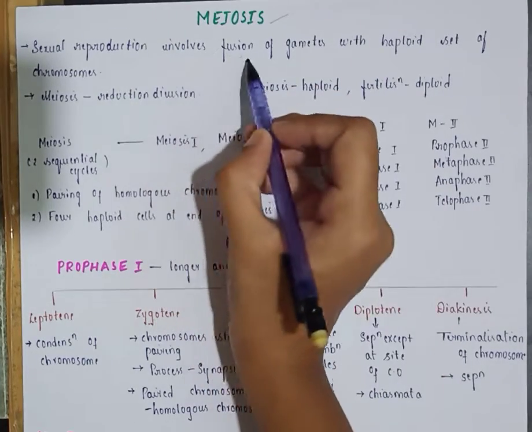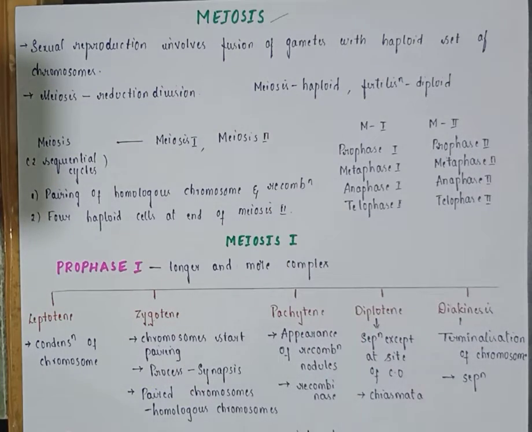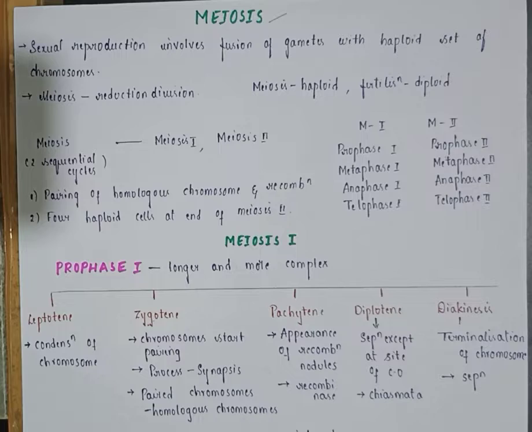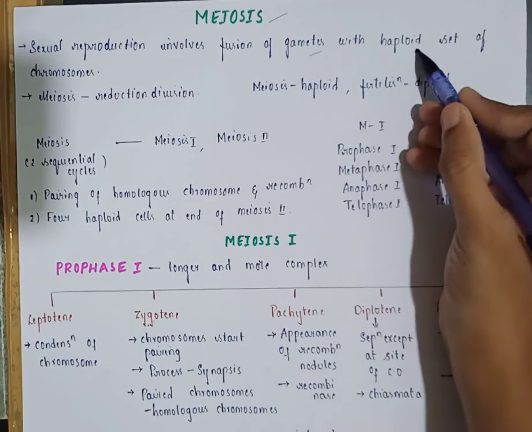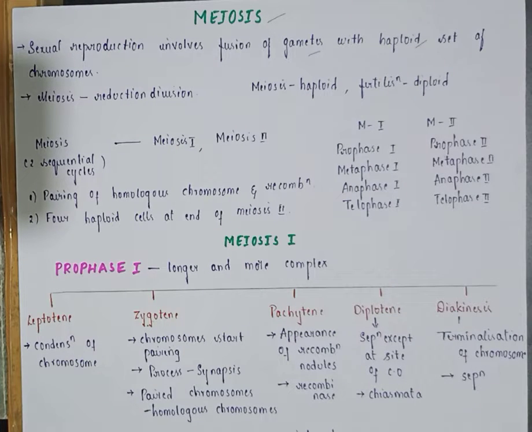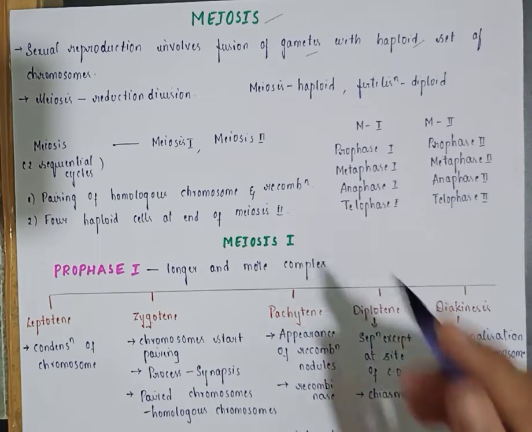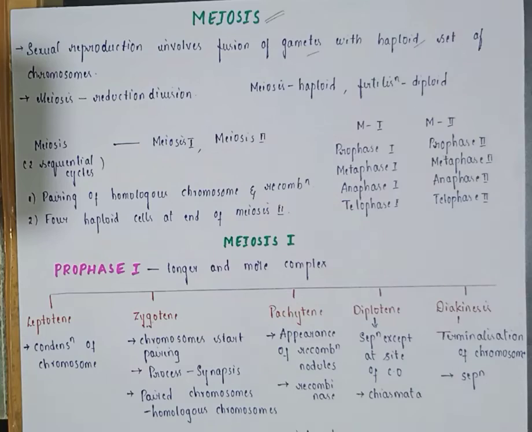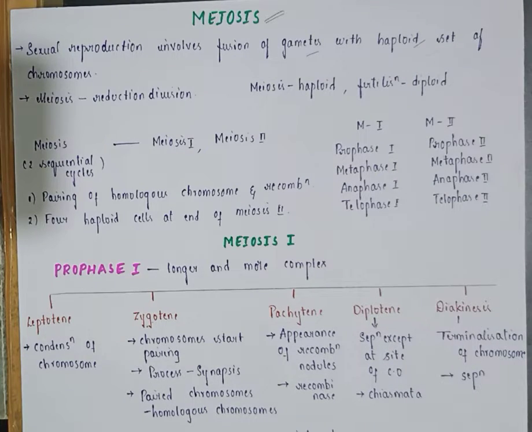Sexual reproduction involves fusion of gametes with a haploid set of chromosomes. So if animals undergo sexual reproduction, they need to form gametes. The gametes should be in a haploid condition, and the parental cells are diploid. So if we have to form haploid gametes, then the parental cell has to undergo meiosis. This is an important aspect of meiosis. Meiosis is useful for the formation of a haploid set of chromosomes from diploid parental cells.